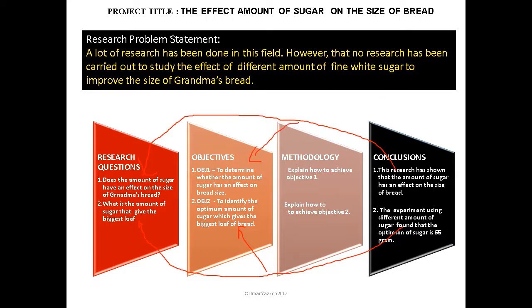And all this finally solves the research problem. Okay, so this is what we mean by the connection between research problem statement, research question, objective, methodology, and conclusions. Now we see some example.